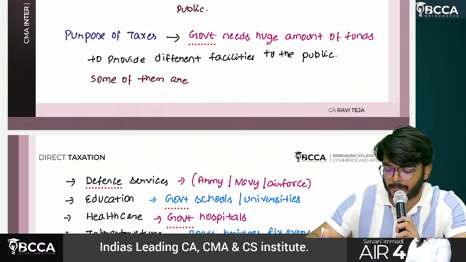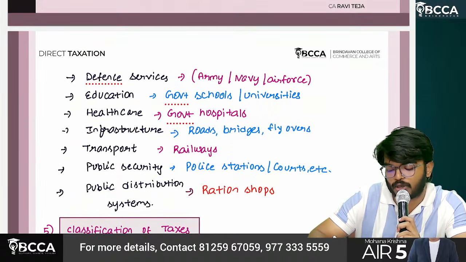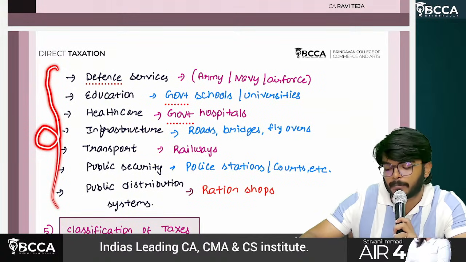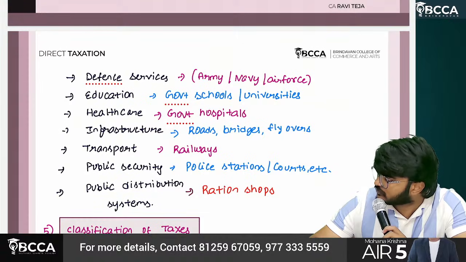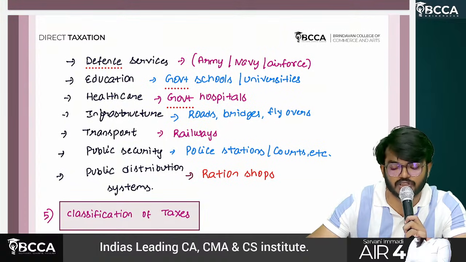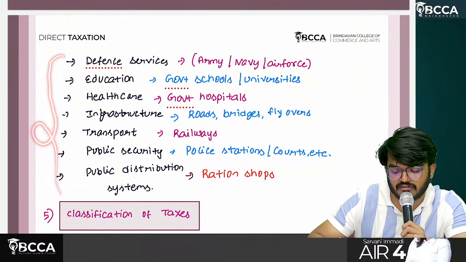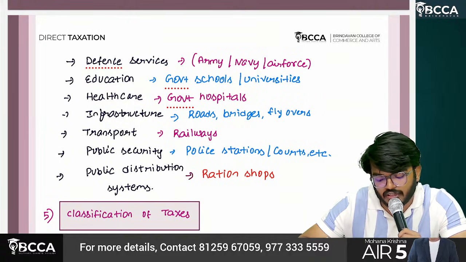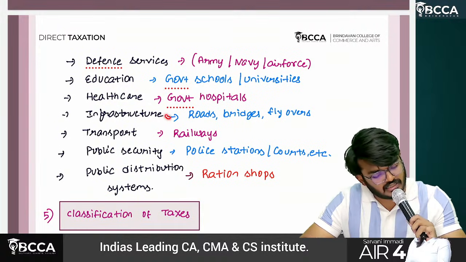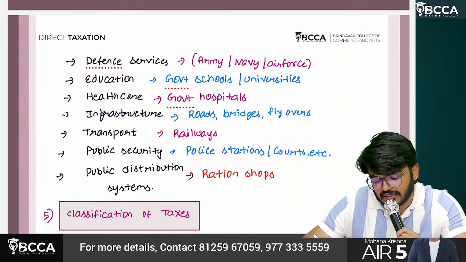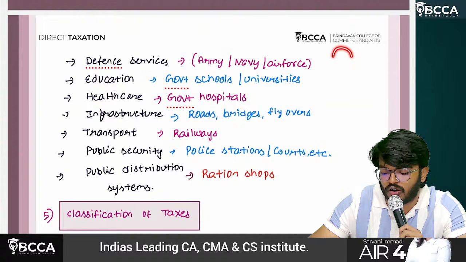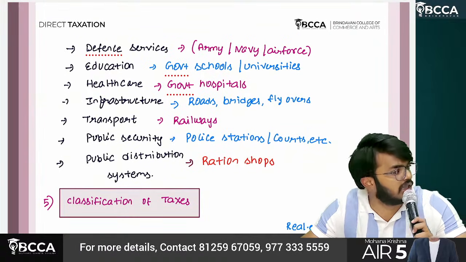Next, the purpose of taxes we have also understood. The government will provide all these facilities to the public. Correct? Therefore, the government needs money and the public will give taxes. So, if you check, these are the facilities which are available. First one is what? Defense services. Education also they will provide. What is the third one? Healthcare. Next, infrastructure. Next, transport. Next, public security, and last but not the least, public distribution systems. All these things will be provided by the government to the public.